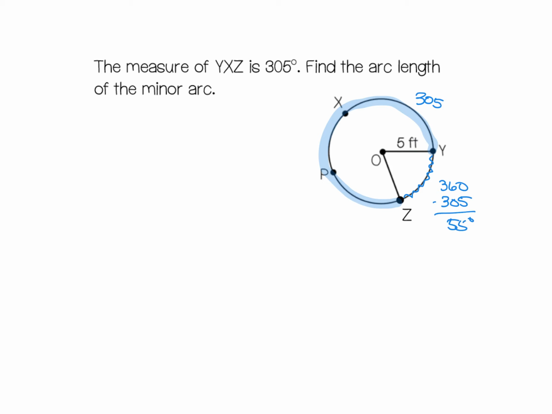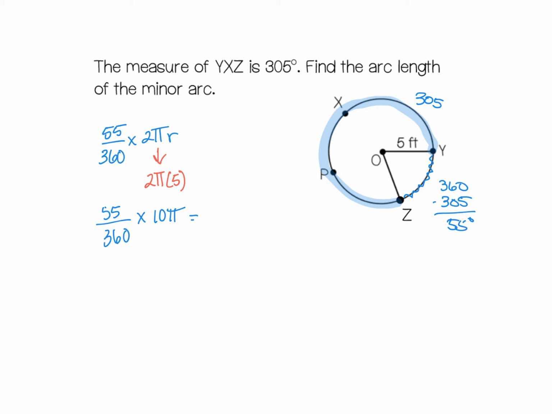So to find the arc length of that arc, we'll take the part of our circle, so 55 out of the 360, times the circumference. And so I haven't found the circumference yet, so I'm going to choose to just write this as 2 pi r, and then I'm going to make a note here. This is really 2 times pi times 5, which is our radius. And so then I can say, I've got 55 over 360 times 10 pi, and that will give us our answer.